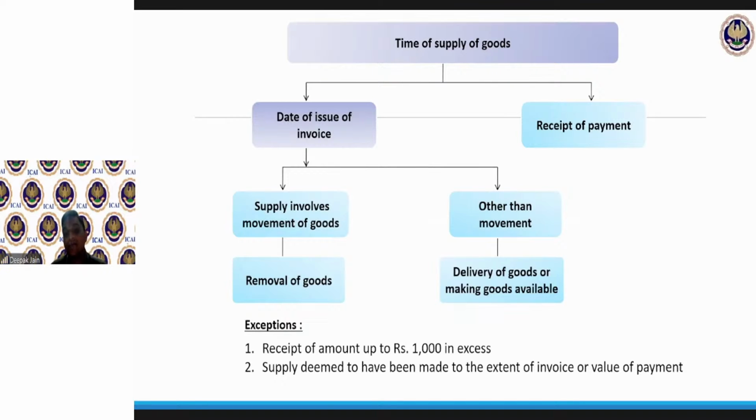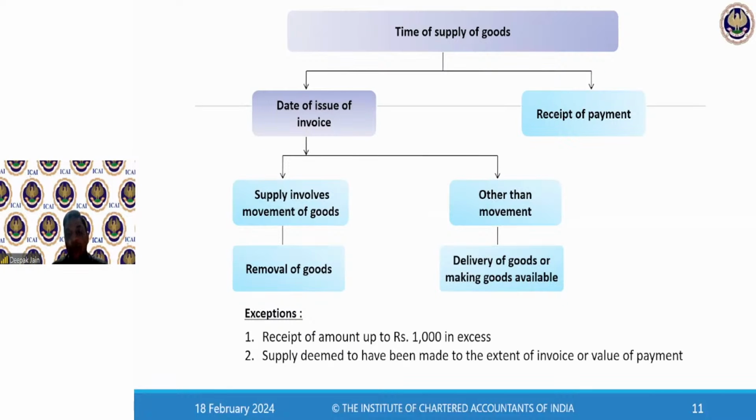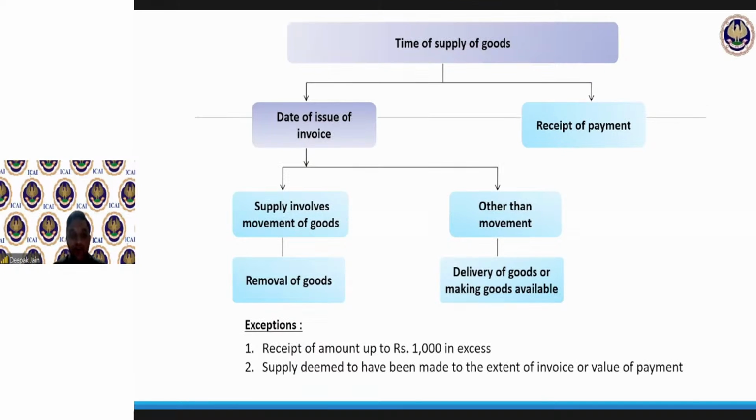Even if the receiver doesn't pay, no. Even if the receiver doesn't pay, will he get GST ITC? No. This is from the point of view of the supplier. The supplier has to pay. But from the recipient's point of view, the recipient will claim it only once he pays. So the rules for the supplier are different and the rules for the recipient are different.